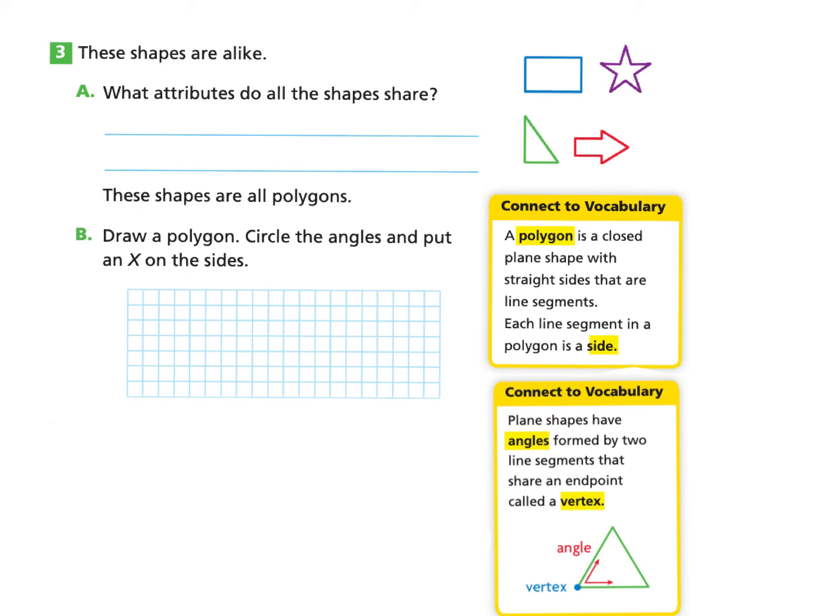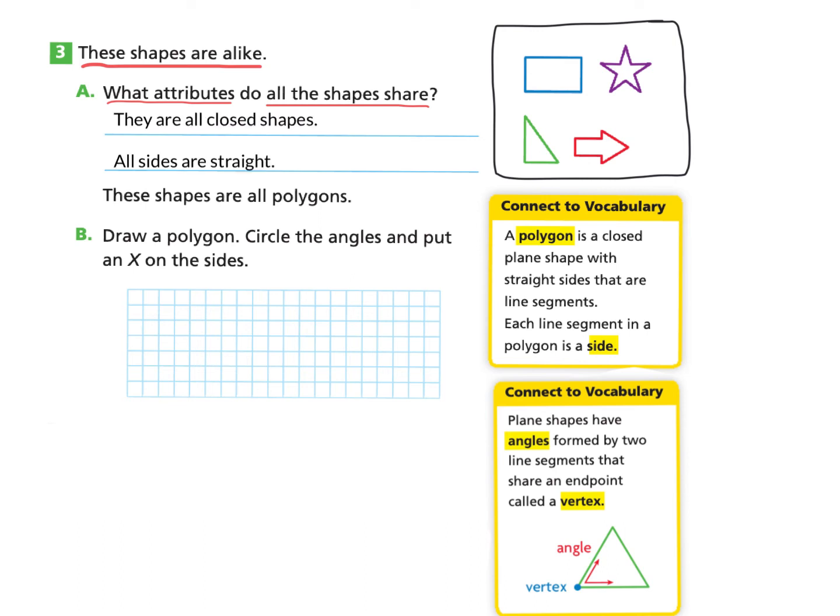These shapes are alike. Part A asks, what attributes do all the shapes share? And attributes is a fancy word for features or qualities. So basically they're saying, what do these shapes all share and have in common? Maybe you would like to pause and take a look at this on your own and then come back. And then you can write a couple of facts or attributes that you see about these shapes.